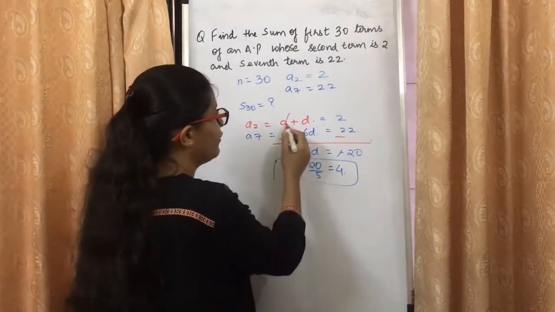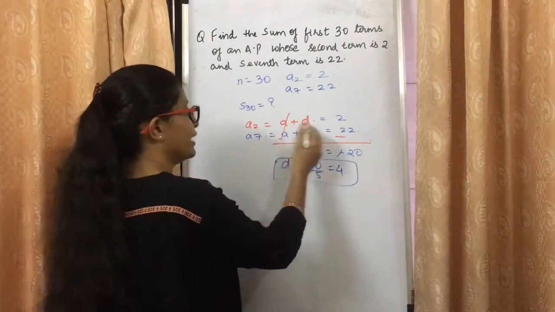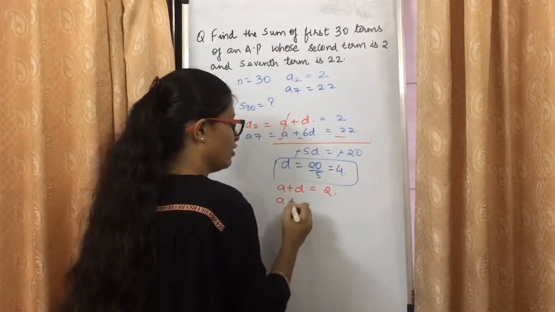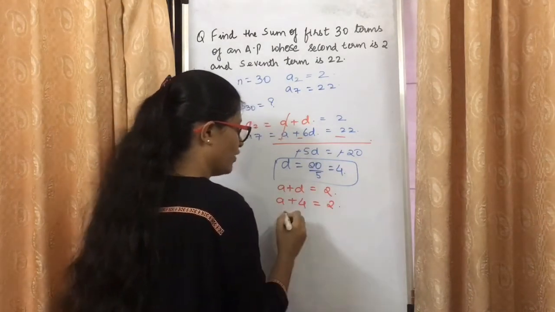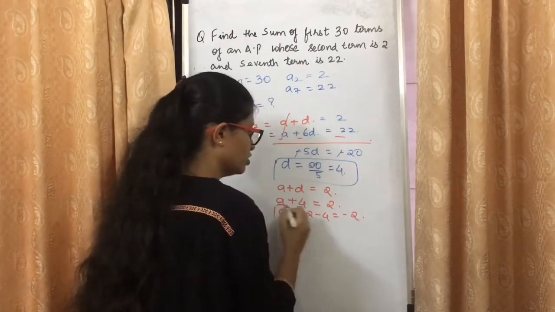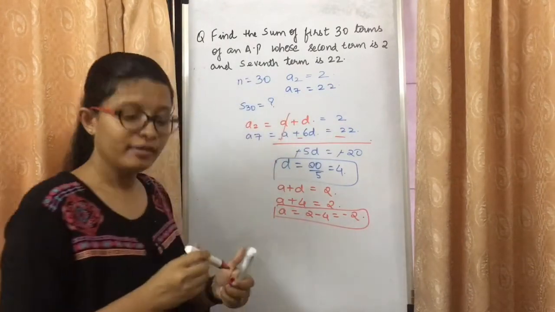Now, A की वैल्यू हम कोई भी इक्वेशन में रखेंगे हमको मिल जाएगी. पहली वाली इक्वेशन में रखती हूँ. A plus D is equals to 2 दिया है. D की वैल्यू रखी मैंने, A plus 4 is equals to 2. The value of A comes out to be 2 minus 4, which is nothing but minus 2. तो A की वैल्यू आ गई minus 2.